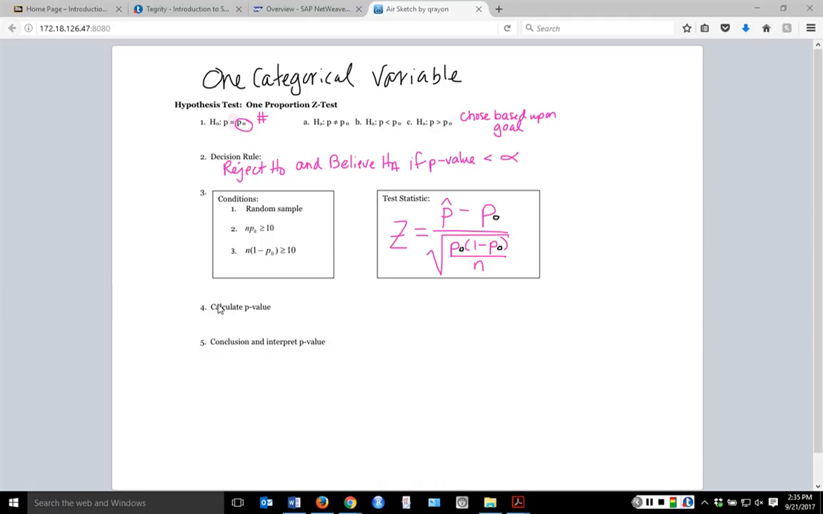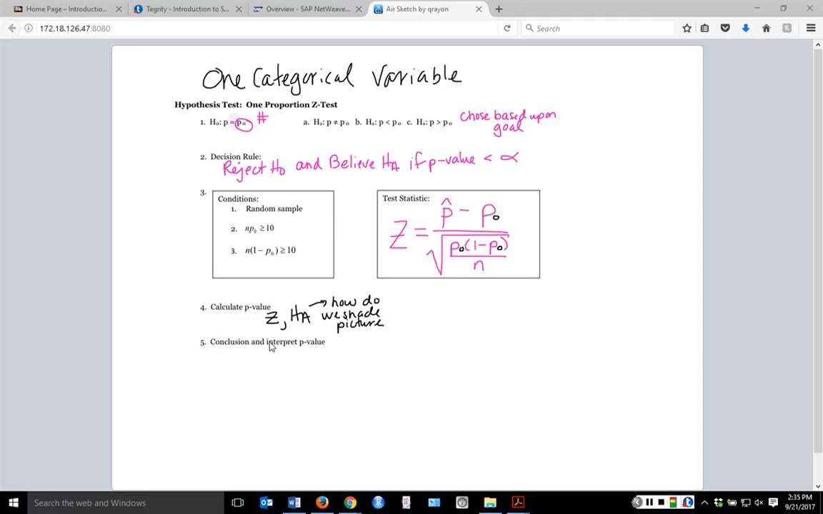We're going to calculate our p-value. For the p-value, again, we need two different things. I need to know my z, my actual number I just got above, and then I need to know my alternative hypothesis, because this is going to tell me which way to shade, or how do we shade the picture. Is it going to be a one-tailed or a two-tailed test? Those different types of things. And then we'll make our conclusion and interpret our p-value.